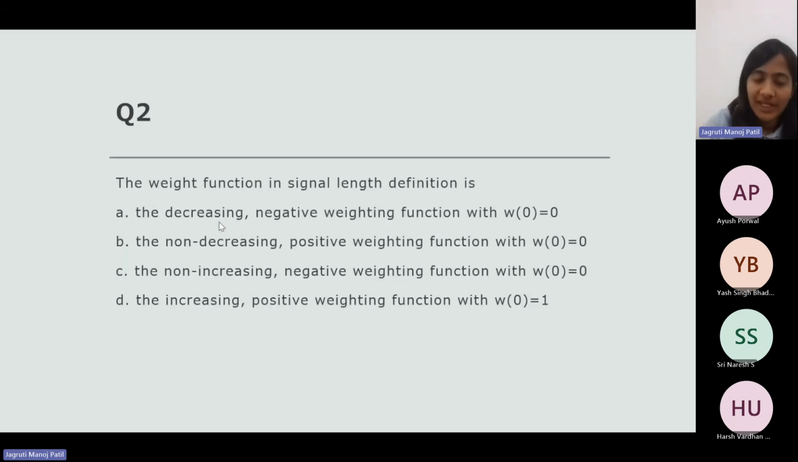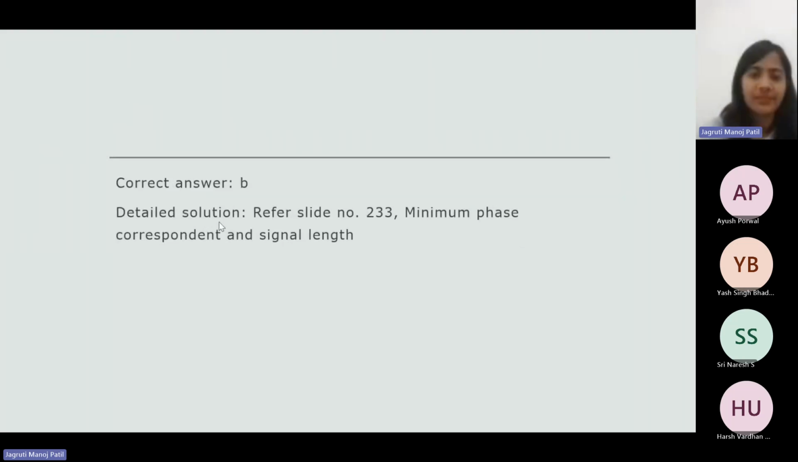Okay. The weight function in the signal length definition is a decreasing negative weighing function with 0 as initial value, non-decreasing positive weighing, non-decreasing negative weighing, or increasing positive weighing with some other initial condition. B, the non-decreasing. Yeah, so which one, B or C? B. Oh, yes. So it's non-decreasing with a positive weighing function having an initial value of 0, so that we don't get an intercept or offset in our signal.